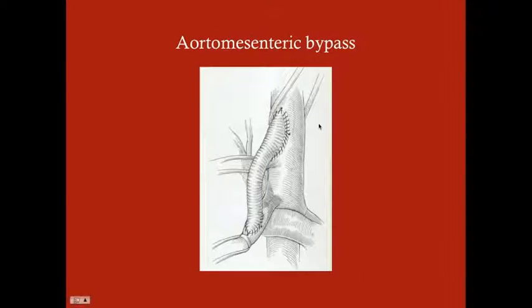So this is an aortomesenteric bypass. What you've got down here is your superior mesenteric artery, and then here's your abdominal aorta, and you've just made a conduit from your abdominal aorta to your superior mesenteric artery, bypassing the blocked part. And this is going to be what you're going to do if the patient has that acute on chronic mesenteric ischemia, where they've got the atherosclerosis already there.